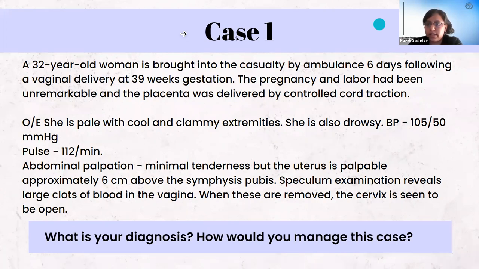So what do you guys think is the diagnosis here? Secondary PPH, very good. How would you like to manage this case? In brief, if we can go over it quickly.